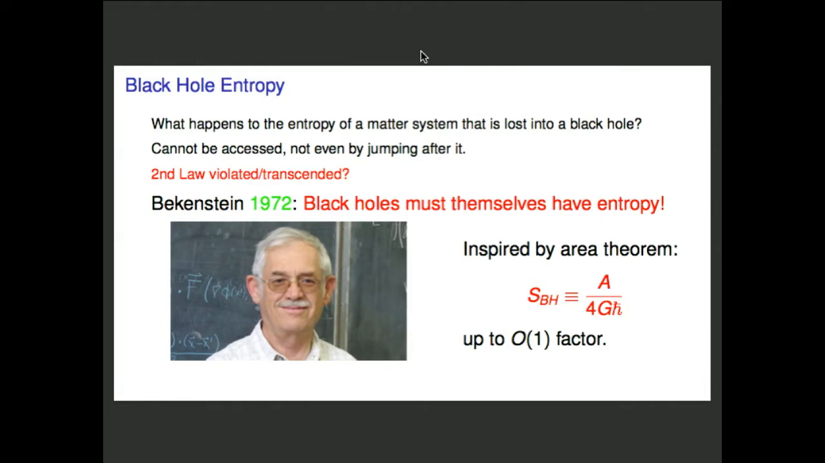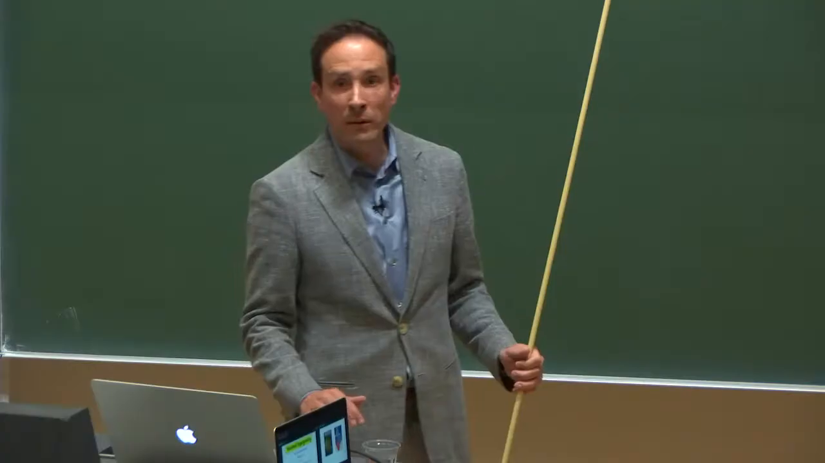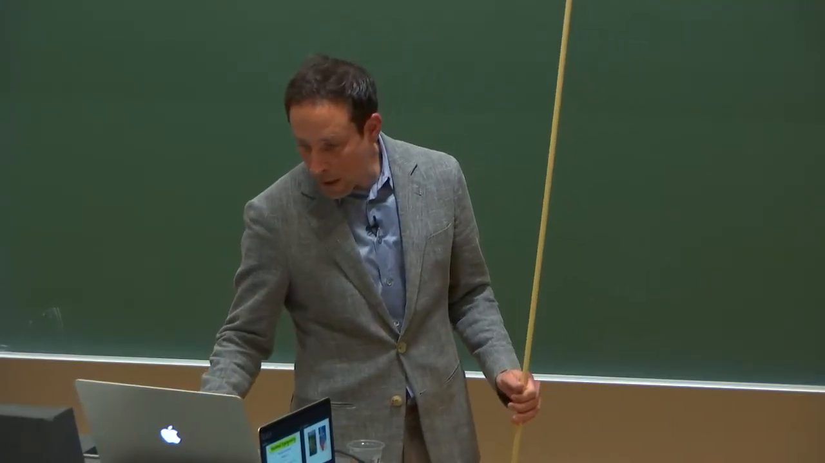What else can only ever go up and not decrease? He made this proposal that black holes themselves should be ascribed an entropy. He didn't know the order 1 factor here, but he did know that it had to be in Planck units, because those were the only units available. And he knew that he was making a statement about quantum gravity. He was saying something about how many degrees of freedom a black hole has.